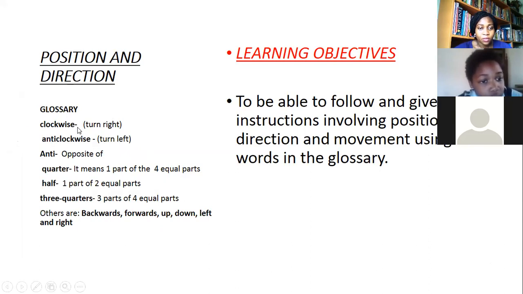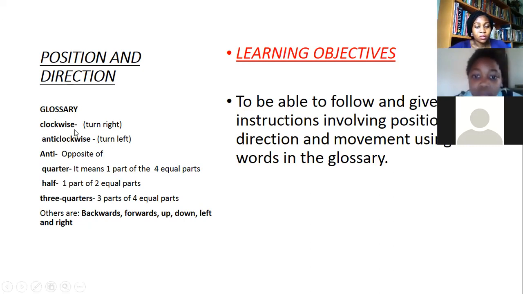clockwise, which means to turn on your right, okay? One thing you should notice, position and direction is about movement. Which direction do you go? Where is your current position? So in movement, you move either to your left or to your right. You move either forward or backwards, okay? Either clockwise or anti-clockwise.